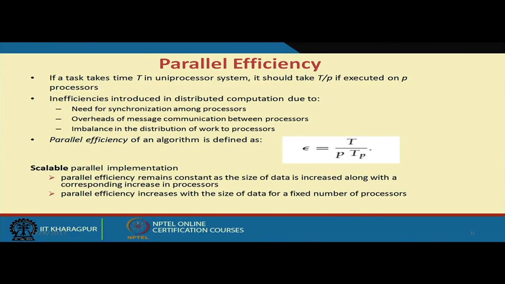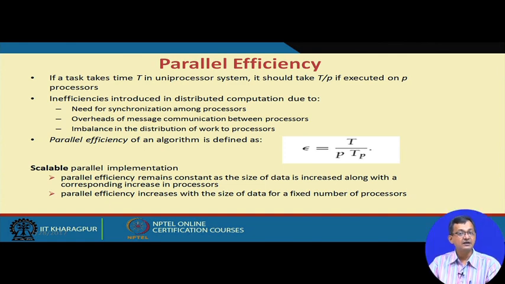So, if a task takes time t in a uniprocessor, it should take t by p if executed on p processors. Ideally, if the parallelism is there and there is no cost in dividing and distributing, t by p is the ideal condition we can have. Inefficiency is introduced in distributed computation due to the need for synchronization among the processors. So, I need to synchronize among the processors.